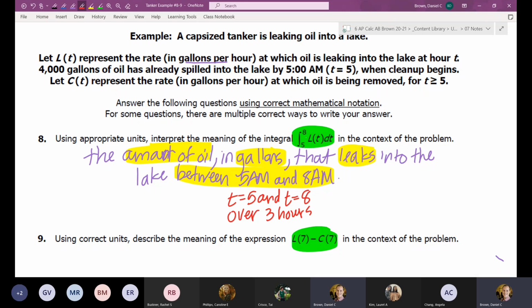And you wouldn't want to say something like just at 8 a.m. So this is one that doesn't have the initial condition in front of it. You would want to make sure you don't say that.